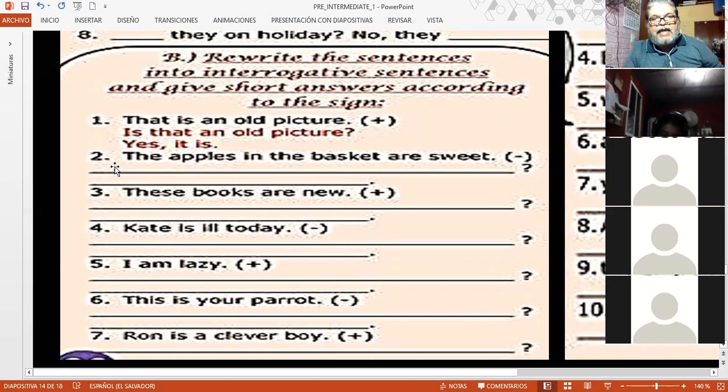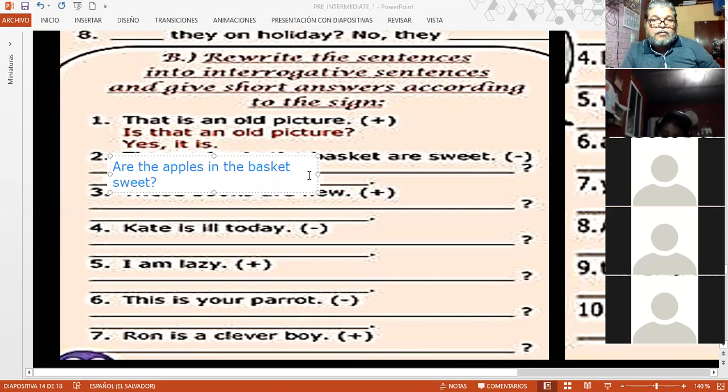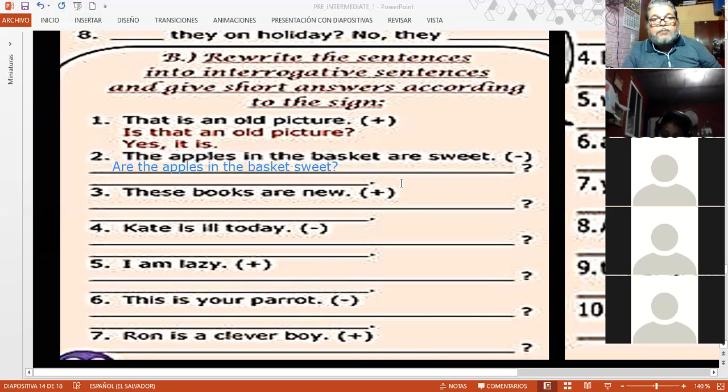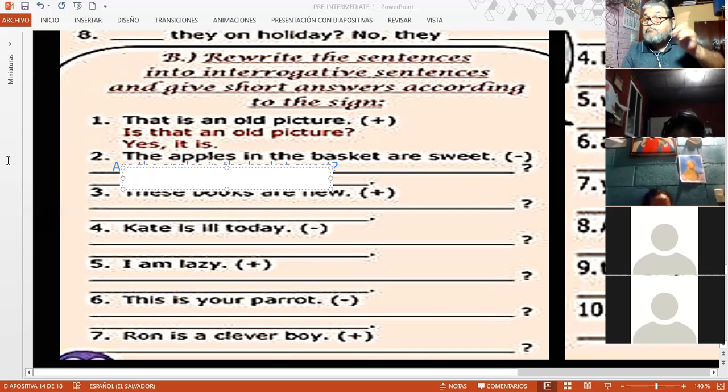Okay, the apples in the basket are sweet. What is the question? Are the apples in the basket sweet? The answer is negative. No, they aren't.